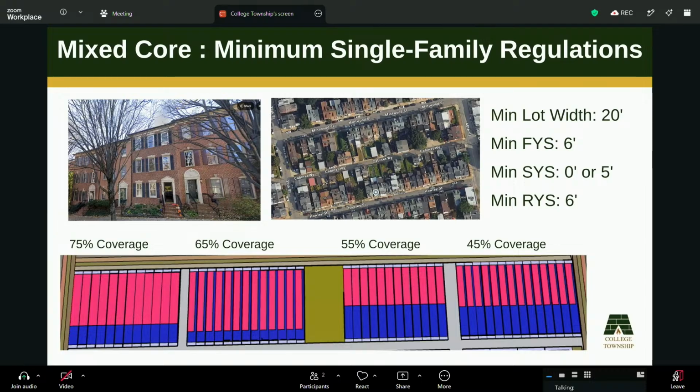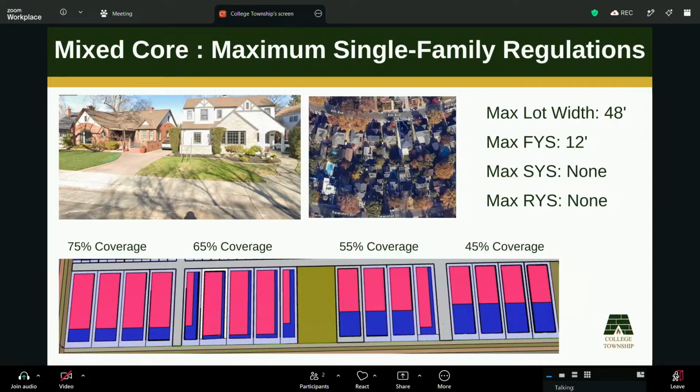Then we move on to the maximums for that same use, the single-family regulations. The maximum lot width for this single-family use is 48 feet. That was agreed upon between staff and PC. Maximum front yard setback of 12 feet. There are no maximum setbacks for side or rear. And then again, at the bottom, you can see a visualization of what that lot coverage looks like at 75%, and then descending to 45%.